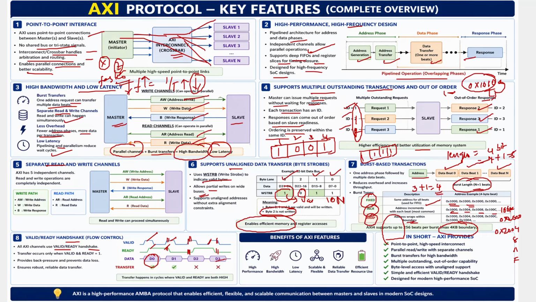So based on that, data 3 and data 2 are not transferring. Data 1, data 0 and data 2 are transferring. So whenever the valid and ready signals are high, only then is the transfer happening.